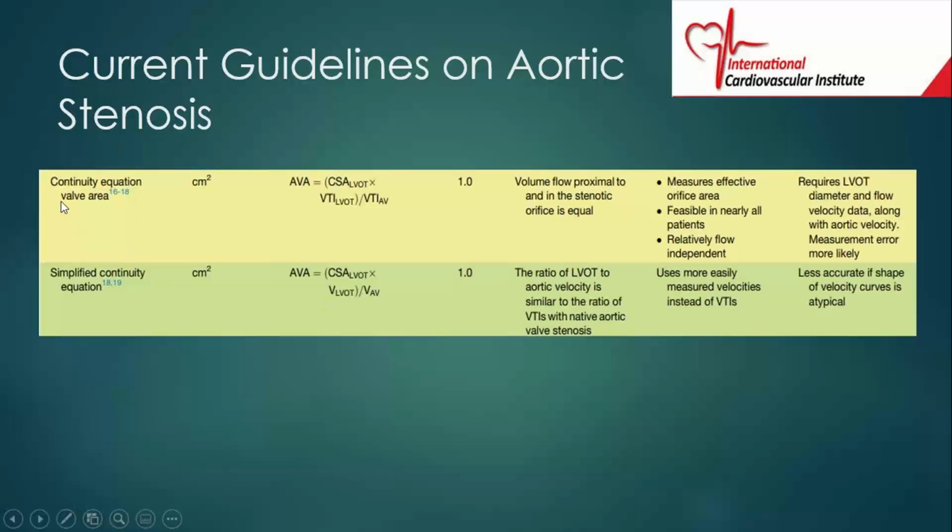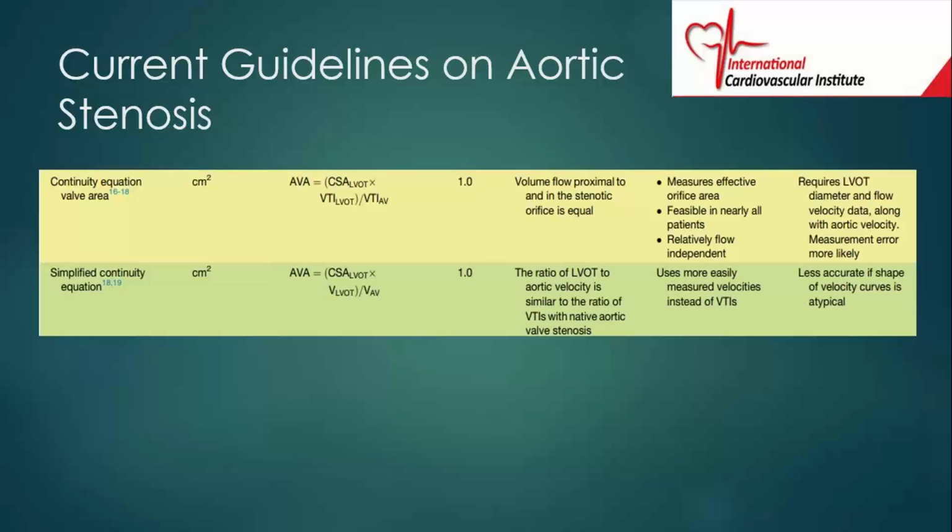The gold standard is the continuity equation. So you have to use the continuity equation to calculate the valve area. And the area is usually expressed in centimeters squared. You should know the formula. And the concept is the flow anywhere in the heart is going to be the same, which is the volume per second. The flow is going to be the same.